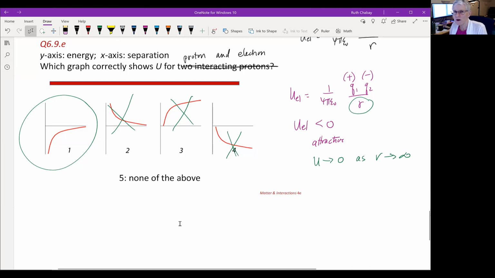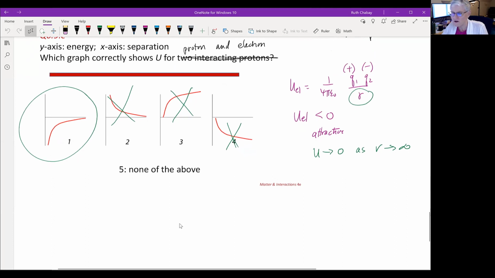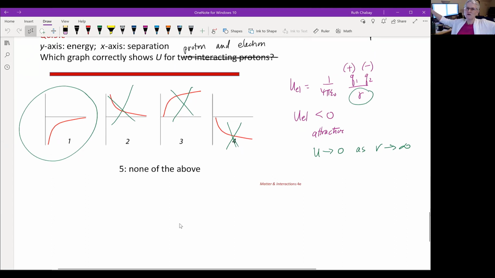So why is it negative? It may help you to think about it as bookkeeping. Or it may help you to think about just the properties of potential energy. It has to go to 0 as objects get infinitely far away, because this is the interaction energy. And as they get infinitely far away, their interaction decreases till it's essentially negligible. So therefore, it must approach 0.